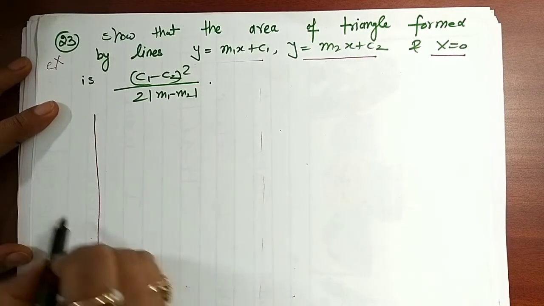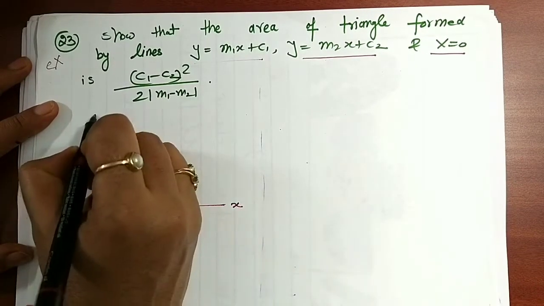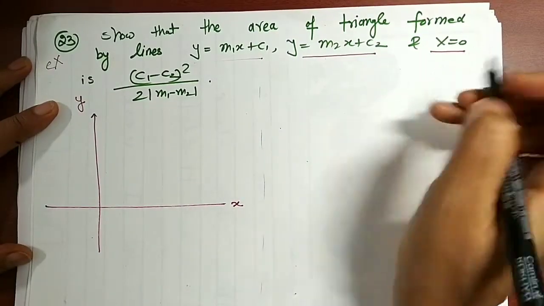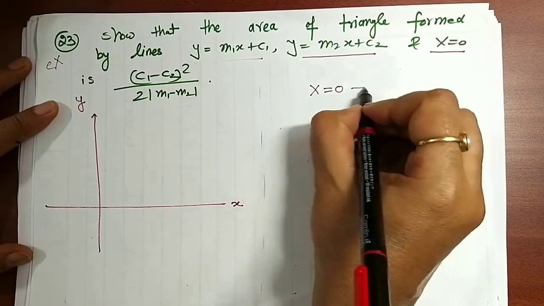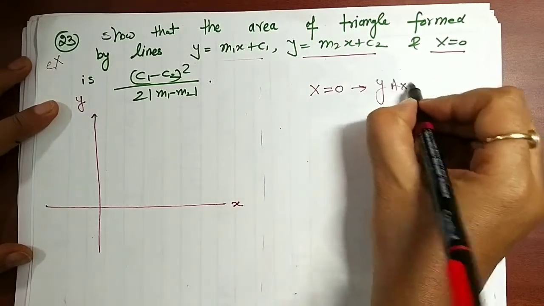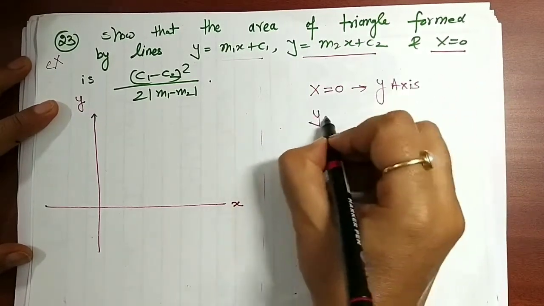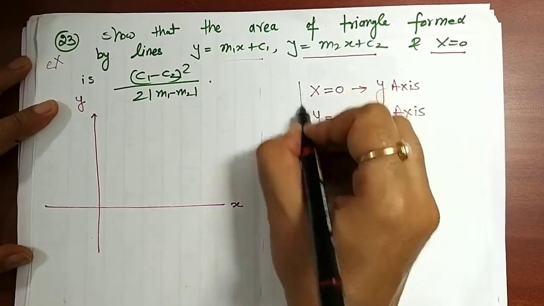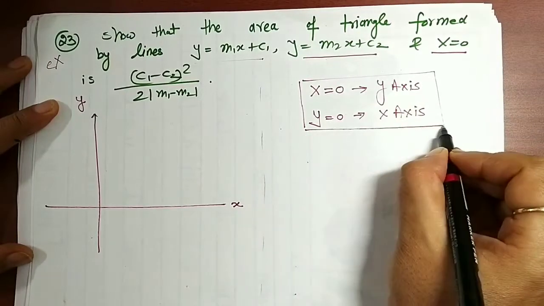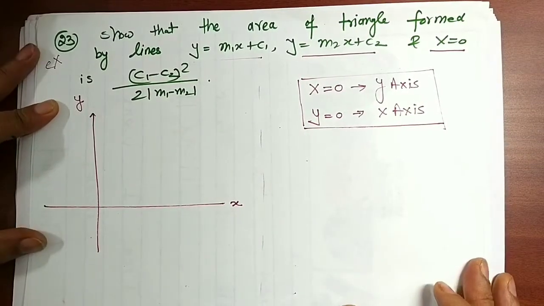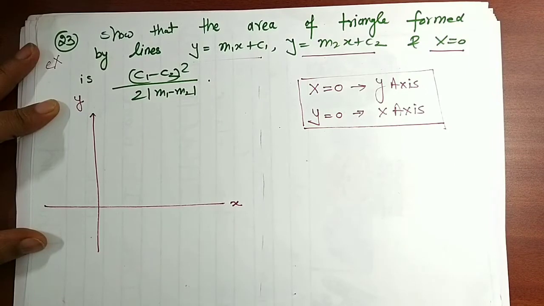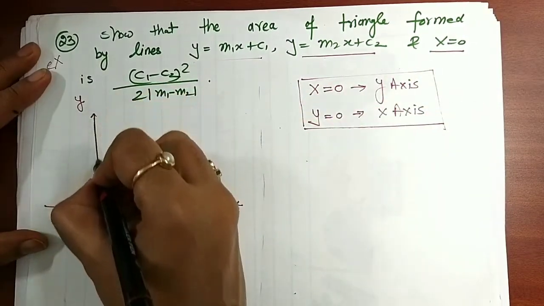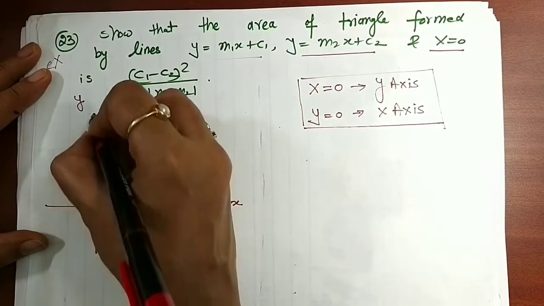So suppose this is your coordinate axes, x and y. Now they are saying x is equal to 0. Guys, you should know x is equal to 0 means the y-axis, and y is equal to 0 means the x-axis. These are the standard equations for these two axes. So now I will plot x is equal to 0, which means they are talking about this axis.